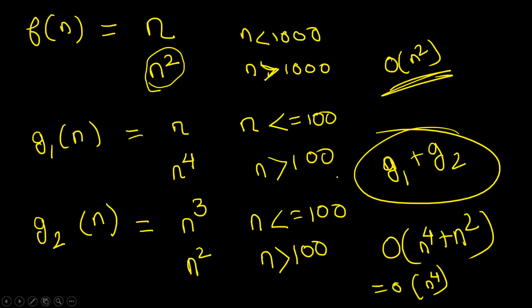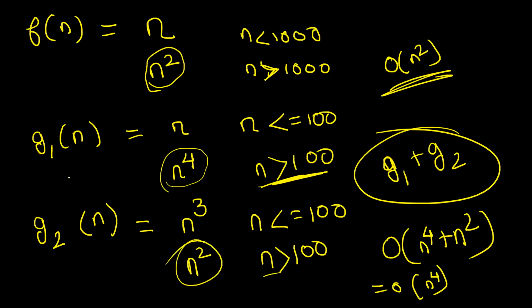Do you all agree? Agreed? Mante ho? Yes? Because we are only interested in large values of n, right? So look at large values of n. What happens at large values of n? g1 of n is giving you big O of n raised to 4. And g2 of n is giving you n square. So in totality, what will they give you? n to the power 4 plus n square, which is nothing but big O of n raised to 4.